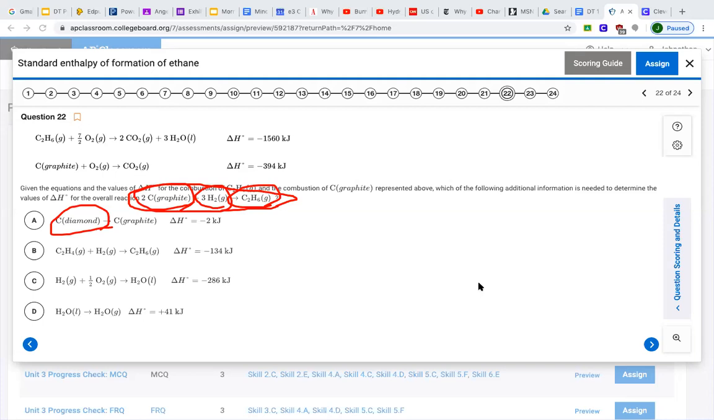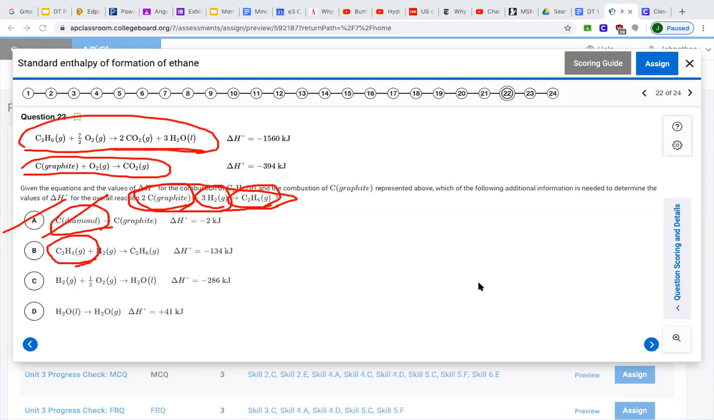If I do that, my diamond never cancels out. So A can't be correct. And then it's the same thing over here with part B. If I introduce ethene, my ethene's never going to cancel out. There's no ethene in either of these reactions. There's no ethene there. There's no ethene there. So B's wrong because ethene doesn't make sense.